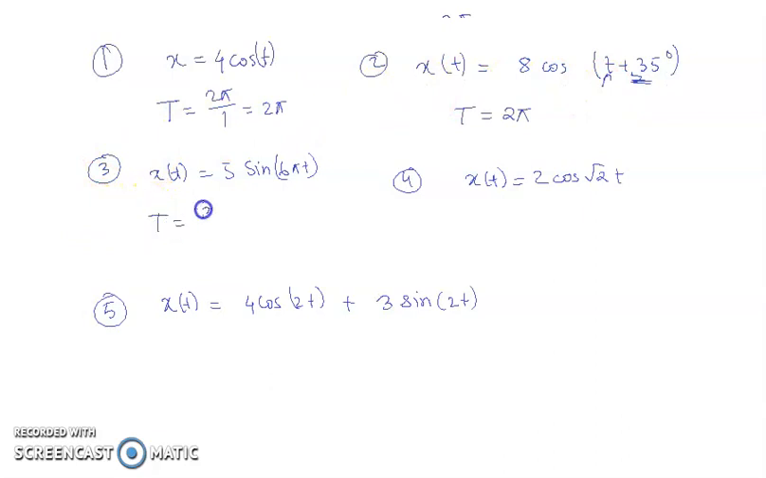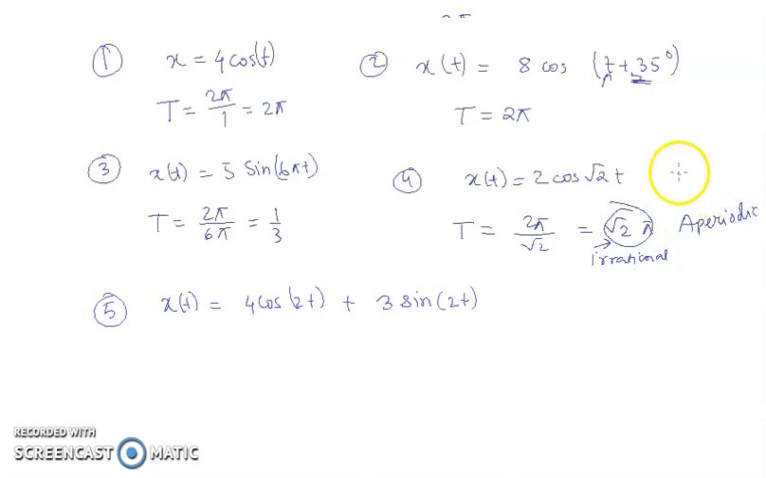Here T is equal to 2π by 6π, which is equal to 1/3. Here T is equal to 2π by √2, that is √2 π. So it is a multiplication of π with an irrational number. Irrational. So when an irrational number is there, it is an aperiodic signal. This signal is aperiodic.